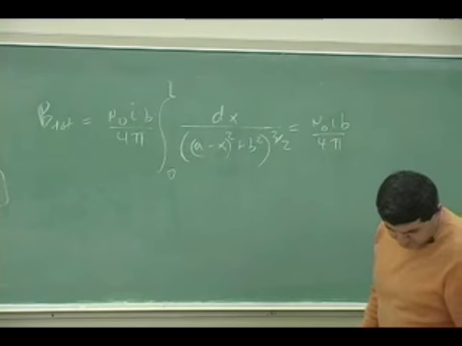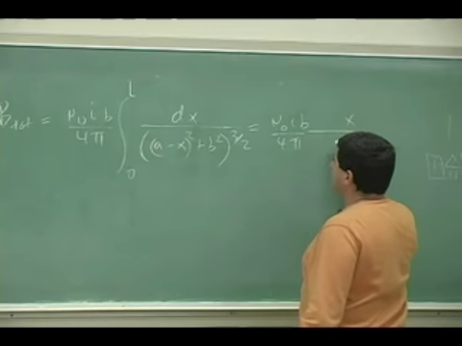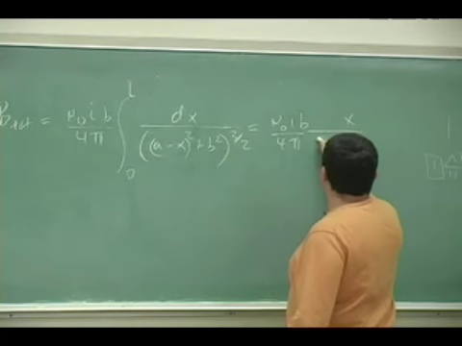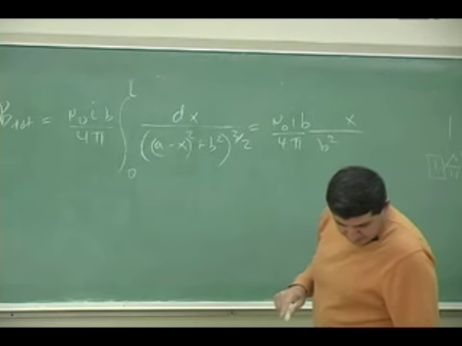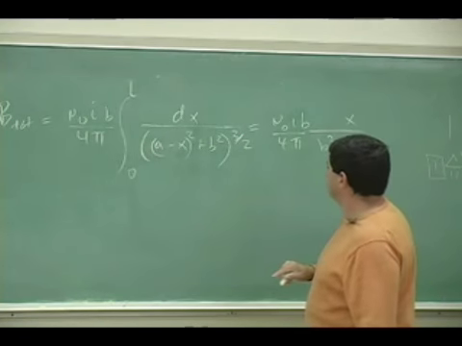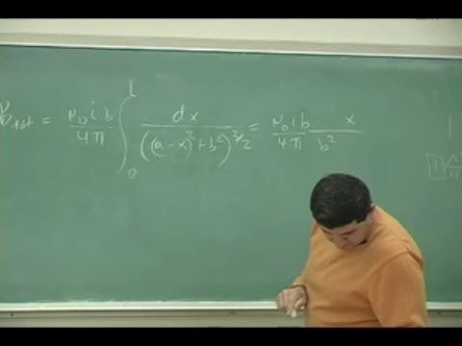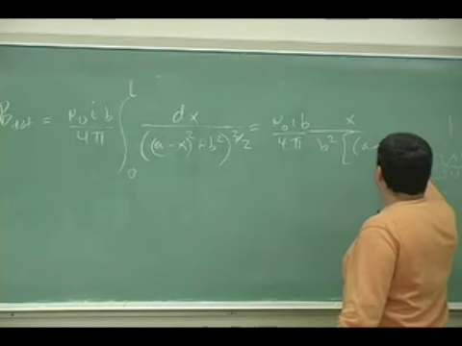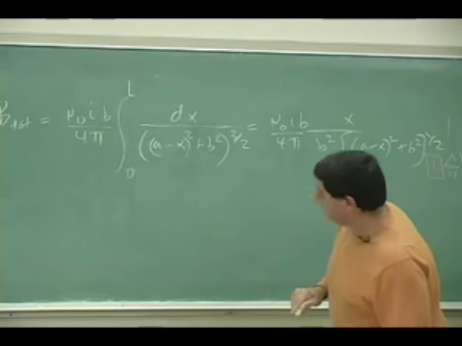So the integral is equal to x over b squared, and then the bottom is going to have the square root of, to the one half power, from 0 to L.